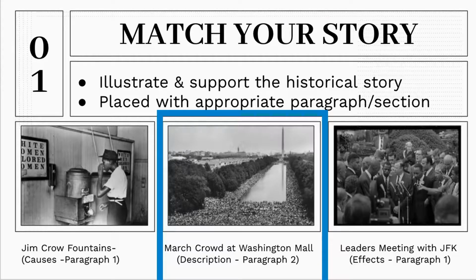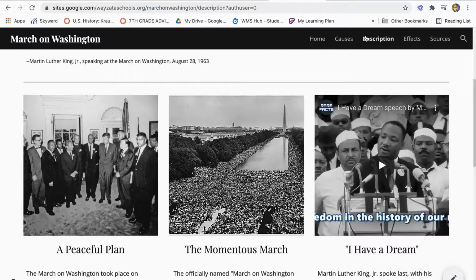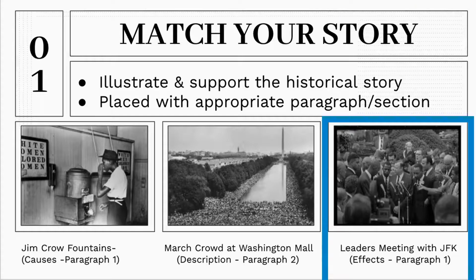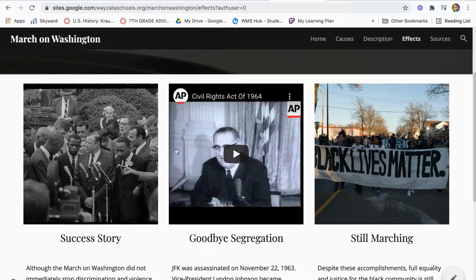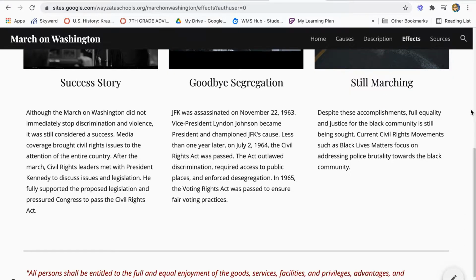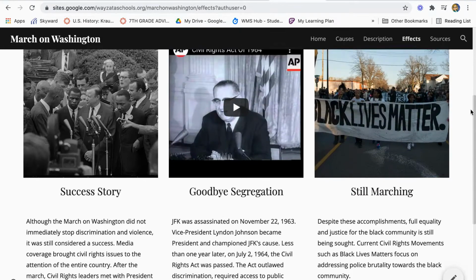The second image, this march crowd at the Washington Mall, is part of the description, and it goes with paragraph 2 when we're talking about how many people came. The third image is from our effects. This is a picture of the leaders meeting with JFK, and that's one of the results of the march and what I talk about in paragraph 1 of effects. So I would place these nearby so that I show and illustrate and highlight that story that I've been talking about.